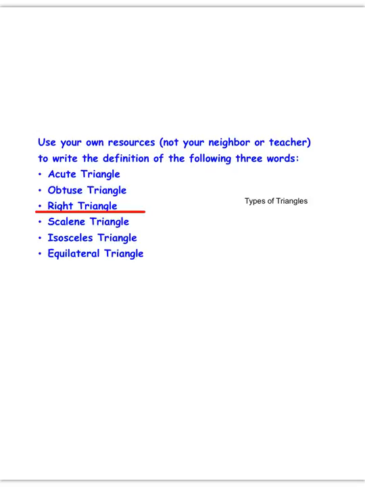As you look here, these are the definitions you should now have: acute, obtuse, right. There are also three other types of triangles: scalene, isosceles, and equilateral. However, we are only going to focus on the acute, obtuse, and right triangle. An acute triangle is where all angles are less than 90. Obtuse is where you have an angle greater than 90. And a right triangle is when you have a triangle with a 90 degree angle.